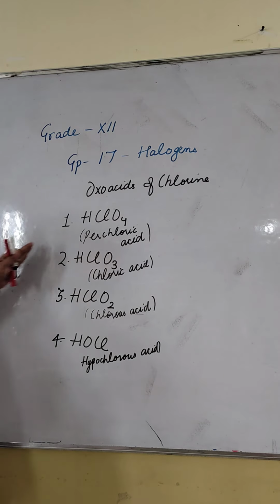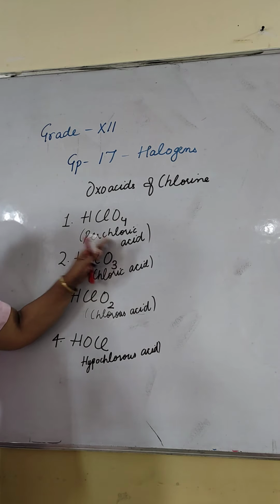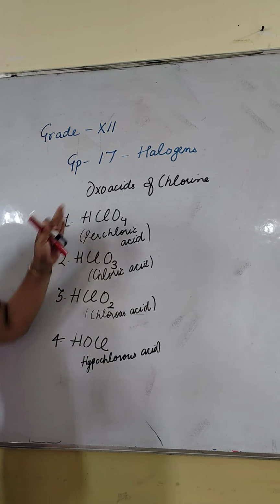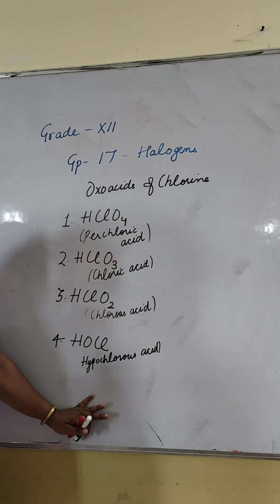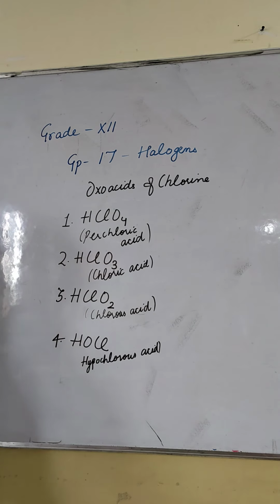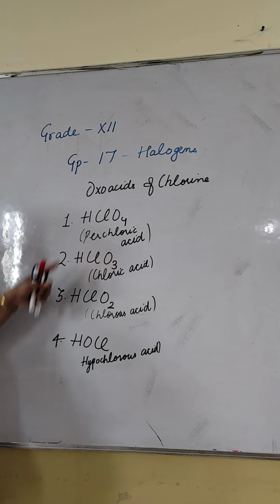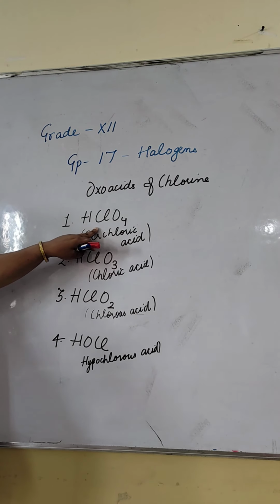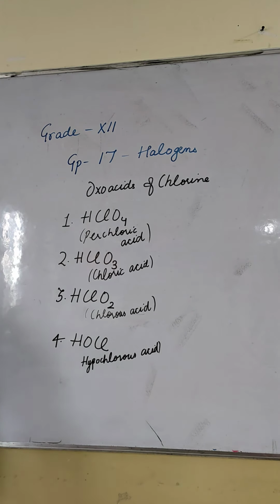Similarly, we have perbromic acid, HBrO4, and periodic acid, same. Instead of chlorine, depending on the halogen we are taking, we use either chlorine or bromine or iodine. But I will discuss only oxo acids of chlorine. In other cases, just take bromine or iodine instead of chlorine, depending on the case.